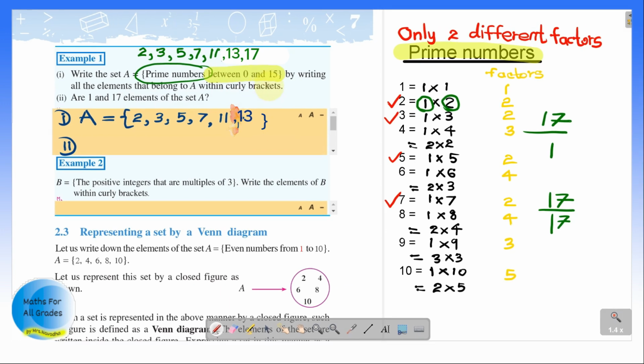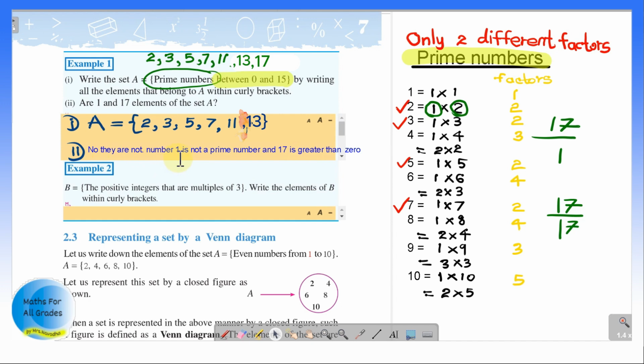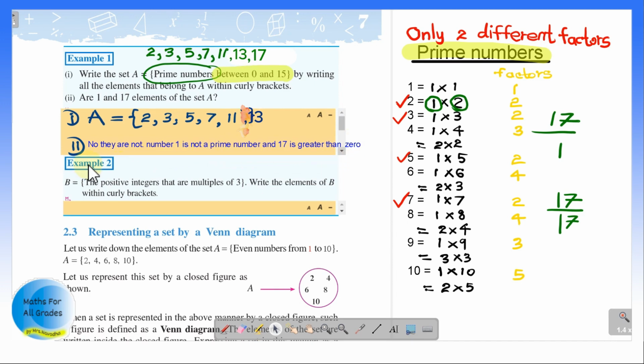So let's write down that. No, they are not. Number 1 is not a prime number and 17 is greater than 15. Example number 2. Okay, read with me. B is a set of the positive integers that are multiples of 3. Write the elements of B within curly brackets.